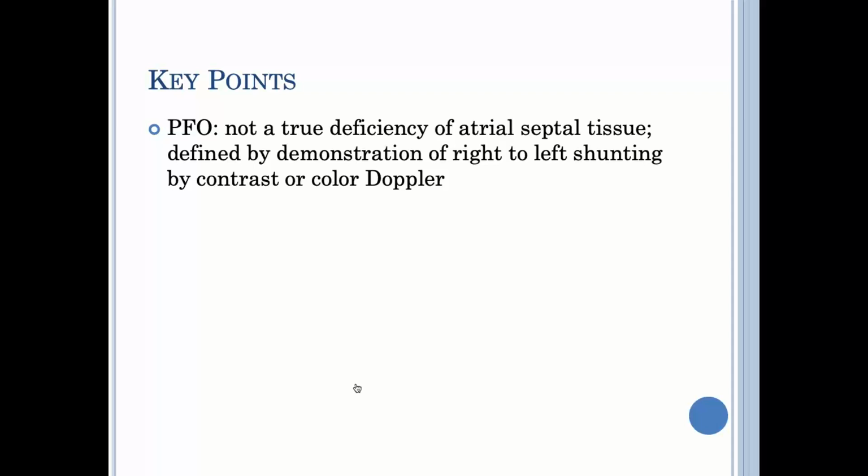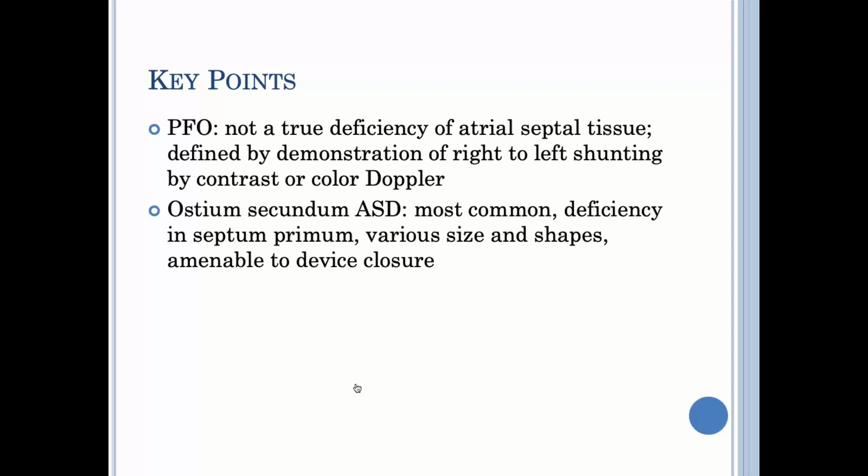So PFOs are not a true deficiency of the atrial septal tissue. They're defined by the demonstration of right to left shunting by contrast or color Doppler. Ostium secundum ASDs are the most common deficiency in septum primum.